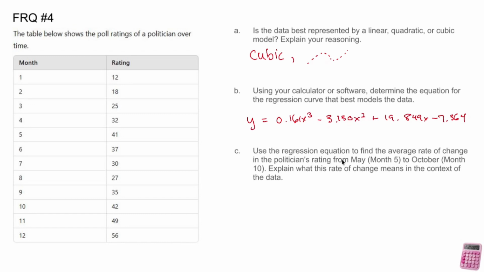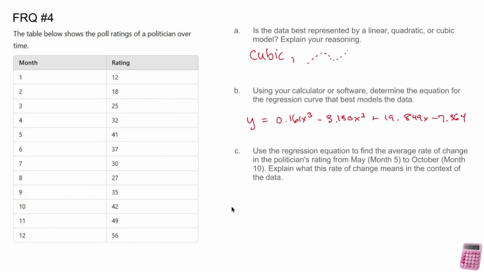Use the regression equation to find the average rate of change in the politician's rating from May, which is month 5, to October, which is month 10. Explain what this rate of change means in the context of the data. So I was kind of wrong when I said let's make sure we store this into our calculator. I was wrong, but I'm still going to go back and pretend like why that might be useful anyway. In this case, all we really have to do is use the information that we're given.